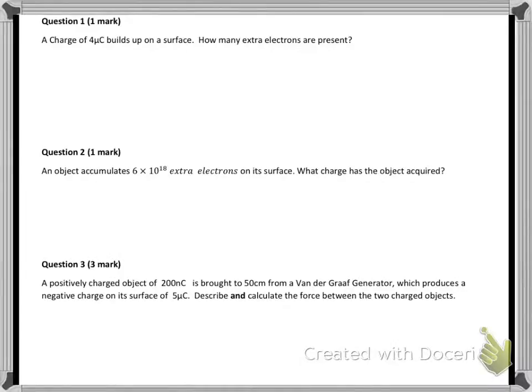Okay, so let's look at question 1. A charge of 4 microcoulombs builds up on a surface. How many electrons are present? To think about this question, we need to draw on the elementary charge, 1.602 times 10 to the negative 19 coulombs.